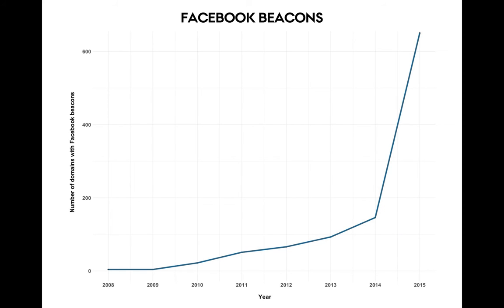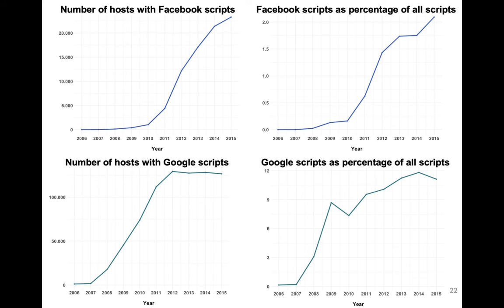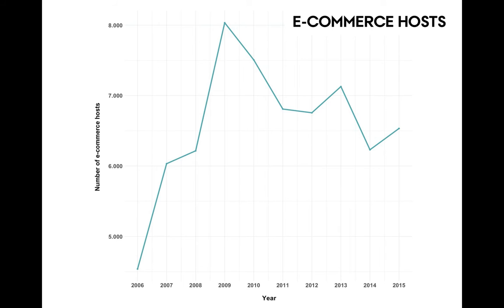And here we see Facebook. We can also search for scripts from specific companies and see the increase of, for instance, Facebook and Google scripts on the Danish web. We also try to map the development of e-commerce on the Danish web using the source code, and we're trying to explore other ways of what we can find while digging through the source code.